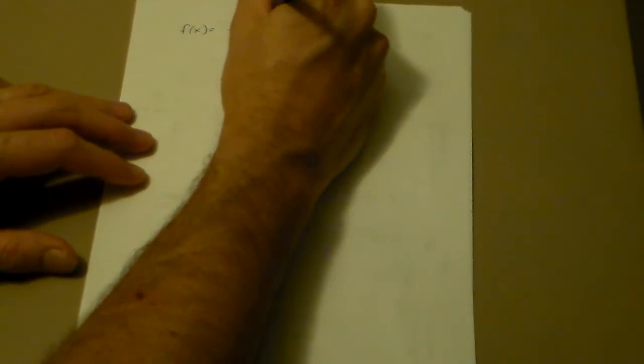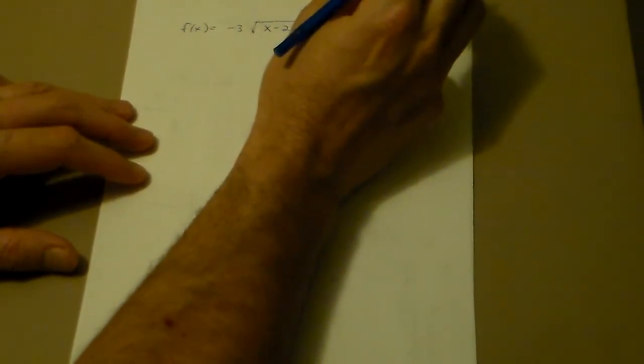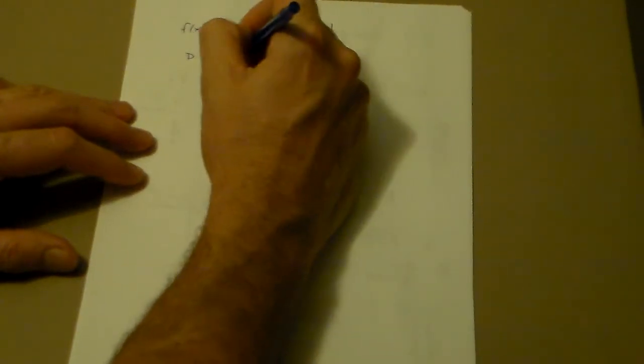So I would love for you guys to try this one. F of x equals -3 times the square root of x minus 2, plus 1. Think about the domain first, and then think about how you're going to make your XY chart. Okay? Please pause the video and give that a shot.